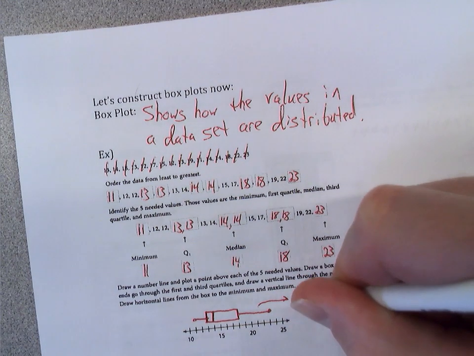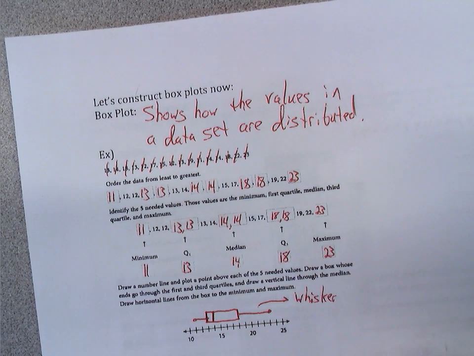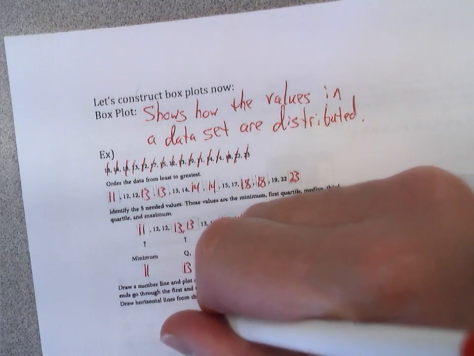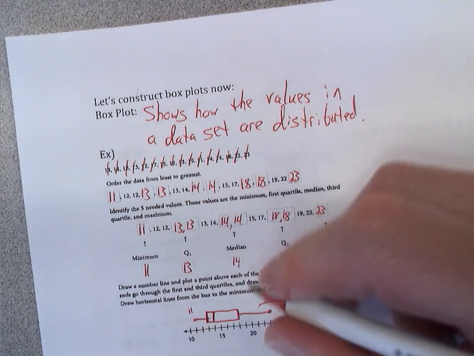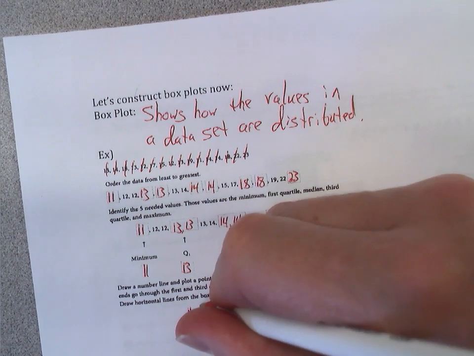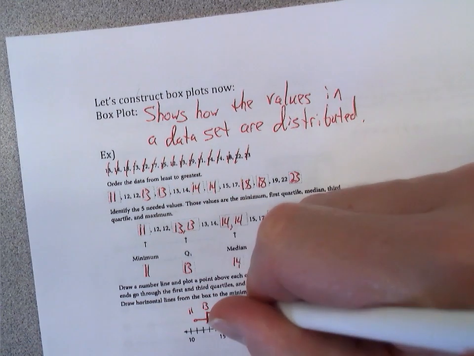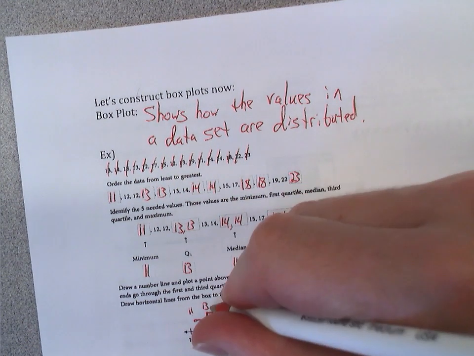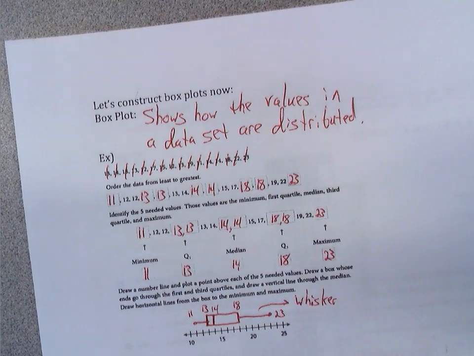So sometimes this is called a whisker plot or a whisker box, okay? And these other lines. So this represents our minimum of 11, our maximum of 23, quartile 1, 13, quartile 3, 18, and our median of 14.